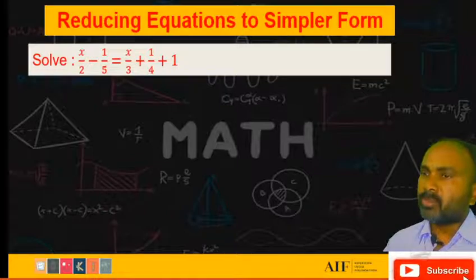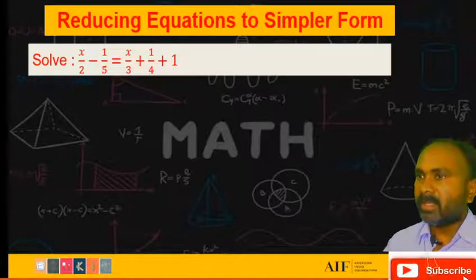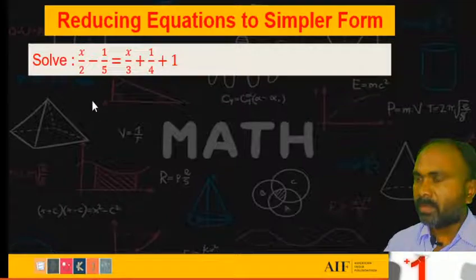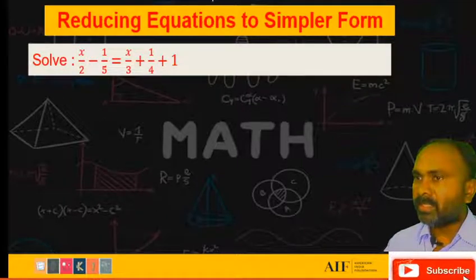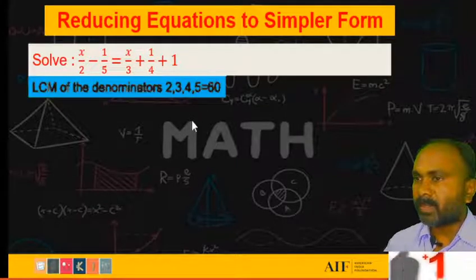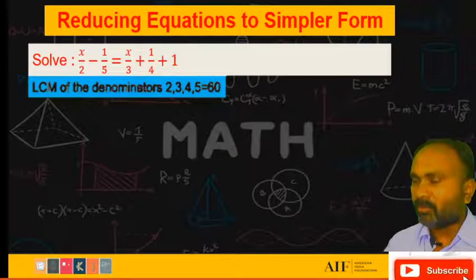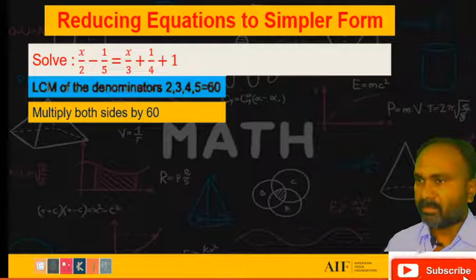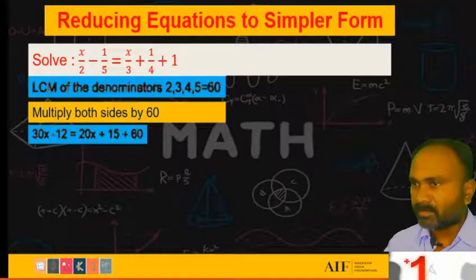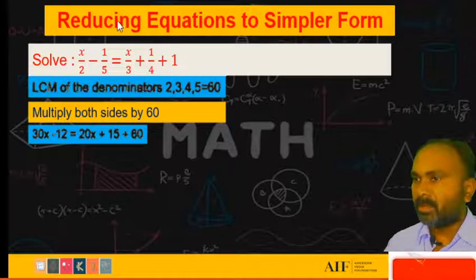Reducing equations to simpler form. Solve x by 2 minus 1 by 5 equals x plus 3 by 3 plus 1 by 4 plus 1. The LCM of the denominators 2, 3, 4, 5 equals 60. Multiply both sides by 60. So 60 by 2 is 30, 60 by 5 is 12, 60 by 3 is 20, 60 by 4 is 15, and 1 into 60 is 60.